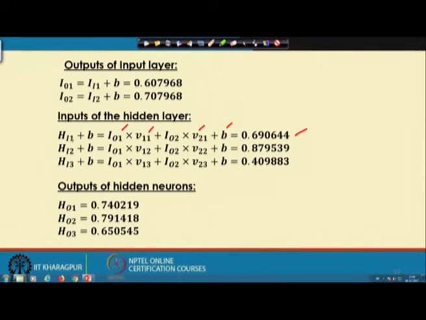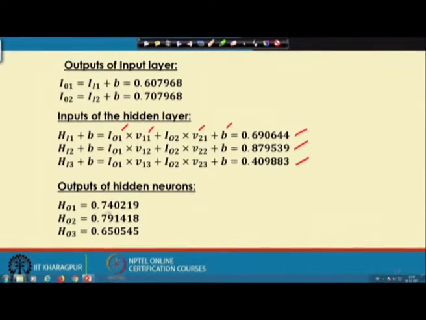Similarly, I can find out HI2 plus B, and if you substitute the numerical values here, ultimately you will get this numerical value. Then HI3 plus B is nothing but this. So, these are nothing but the inputs of the hidden layer. Now, on the hidden layer we have the transfer function, that is the log sigmoid transfer function, and using this log sigmoid transfer function I can find out the output of the hidden neuron.